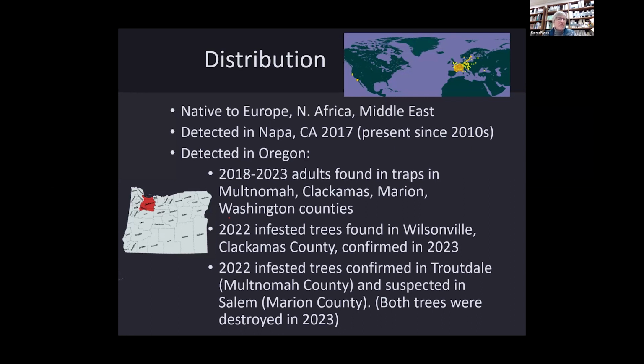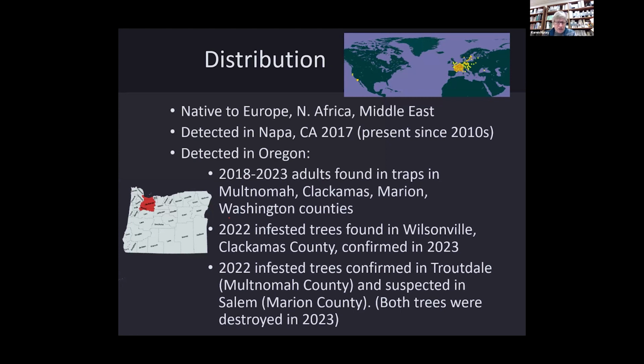Adult beetles have been found in traps in northwestern Oregon. You can see the red colored counties: Multnomah, Clackamas, Marion, and Washington counties. In 2022, there were infested trees found in Wilsonville. Wilsonville's a town about 20 miles south of Portland along I-5. And those beetles were confirmed in 2023.